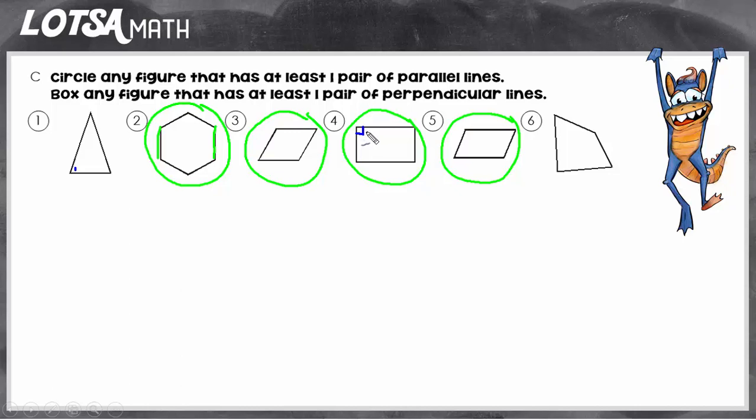So on number 4, I see that this angle is a right angle. If I were to put a piece of paper in the corner, it would fit perfectly. So number 4 does have perpendicular lines, so I'm going to put a box around it. On number 5, it's very similar to number 3, so no perpendicular lines. On number 6, I can look closely. I see that this is almost a right angle, but if I were to do the corner to corner trick, I would see that it wasn't exactly.